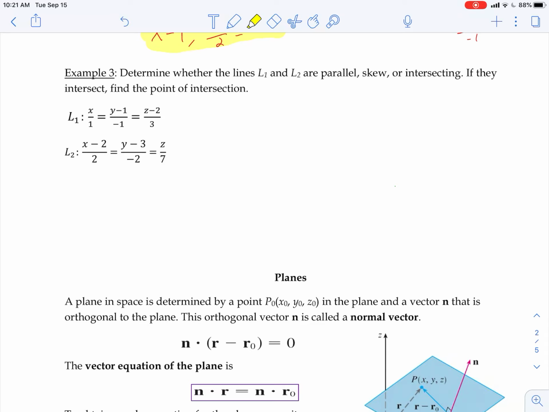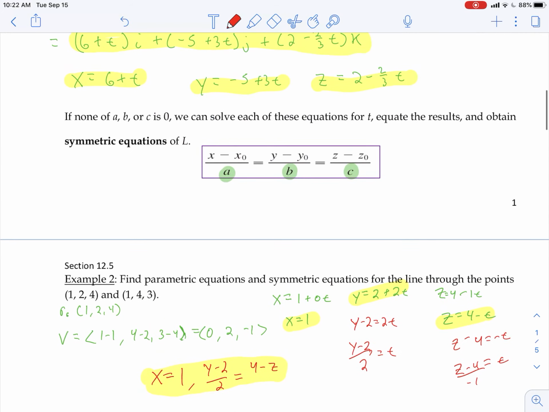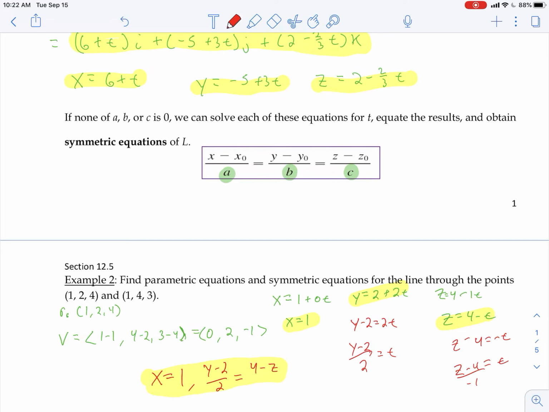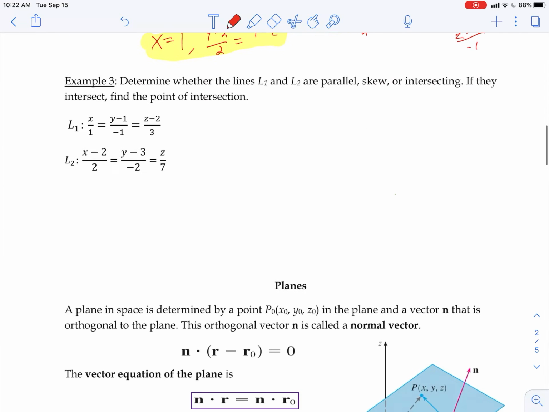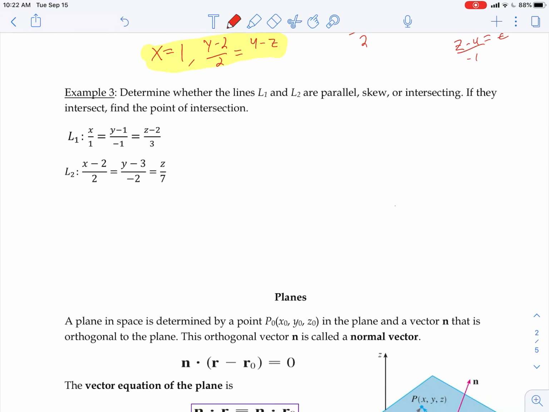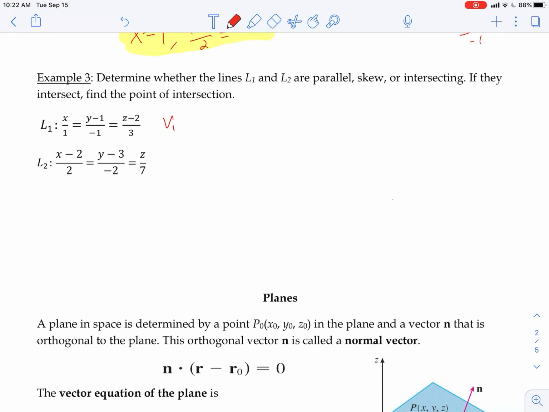All right, next we want to determine if the lines L1 and L2 are parallel, skew, or intersecting. And if they intersect, we want to find the point of intersection. So what we want to do first is distinguish what our vectors are for these lines, because if the vectors are parallel, then these two lines are going to be parallel. If you recall, our vector is just going to be the denominators. So here we have the denominators a, b, and c. That's going to be the vector I'm using for my line.